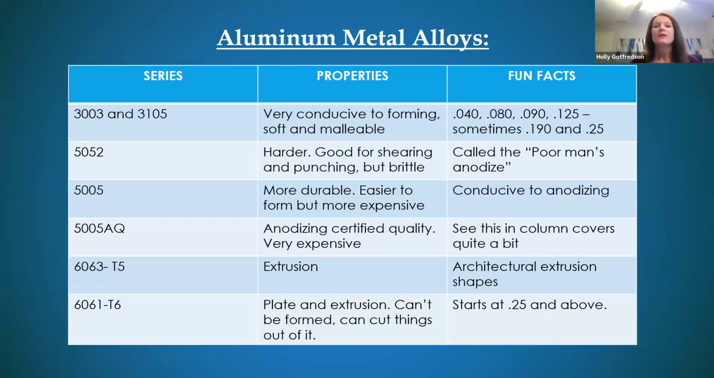So, different types of metal alloys. The 3000 series is primarily what we would use for bending and forming, great for perforating as well. It's very conducive to that. It's very soft and malleable. The things in the 5000 series are going to be tougher. You definitely aren't going to form them, but you can shear and punch them. You know, there is an alloy out there that's anodized quality. That's going to be definitely more expensive.